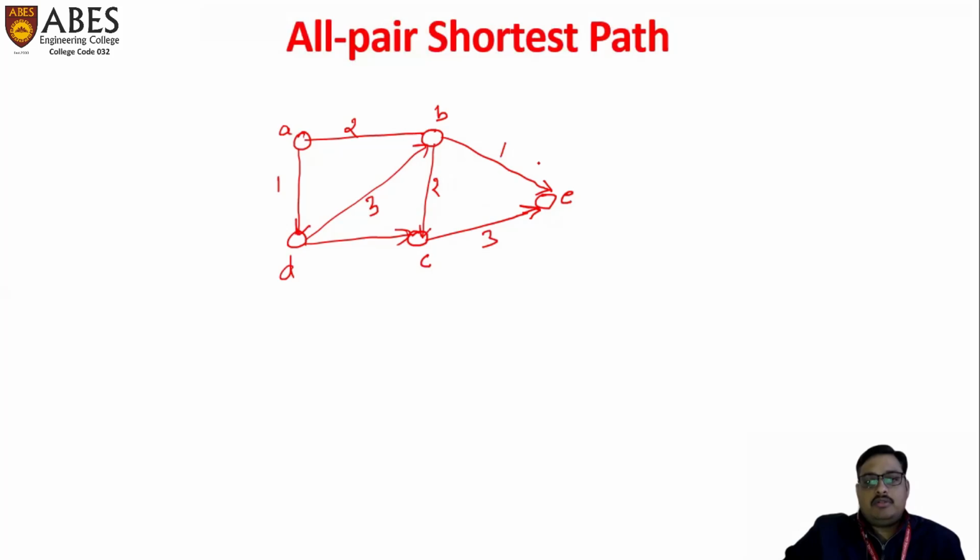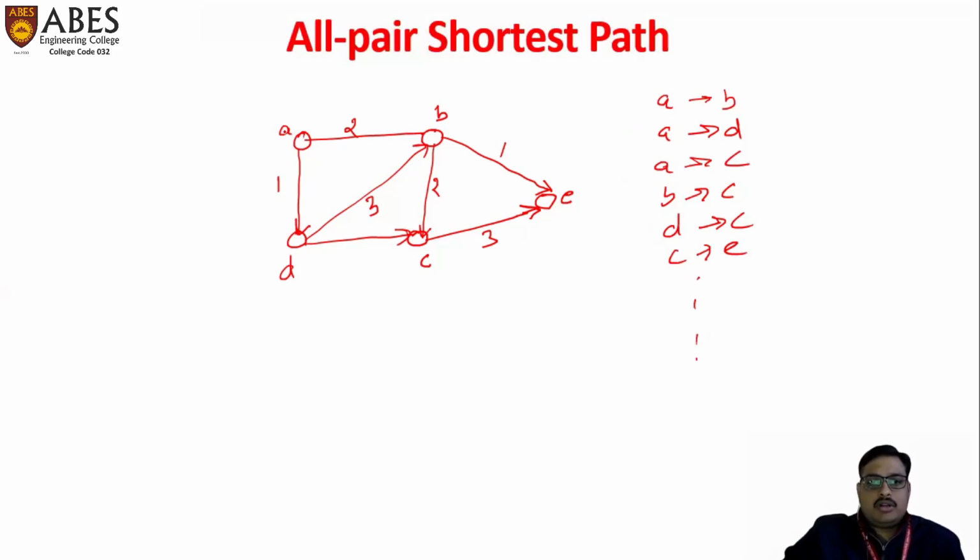Now we want to find out the shortest path between each pair of vertex. Like we want to find out what is the path for A to B, A to D, then A to C, then B to C, then D to C, then C to E. Like this, and so on. We want to find out all the paths.